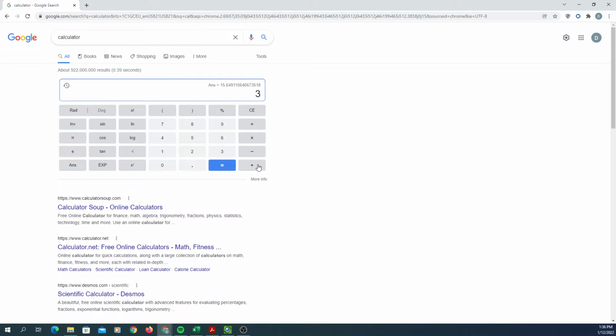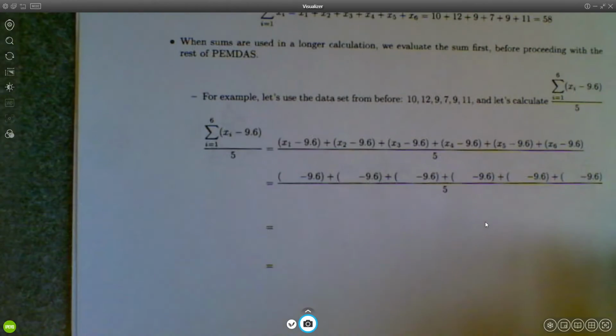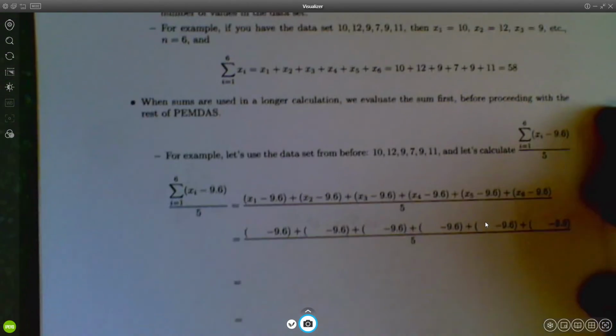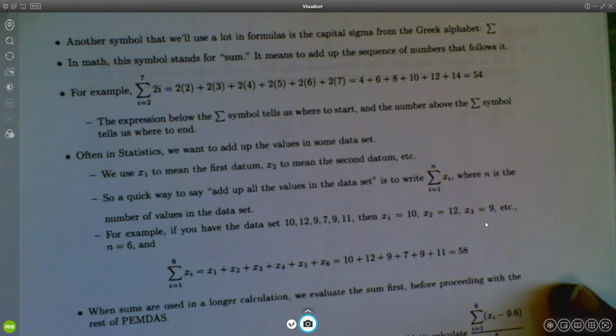So again, we could have said 3 plus 4 times square root of, and then I could have put the 5 times 6 in parentheses, and then divided by 3, like that, and you still end up with the same answer. Okay, because it's going to do the 5 times 6 first anyway, so you don't need that extra set of parentheses. Okay, so that's the order of operations. Hopefully that was a good refresher for you, and hopefully you are capable of using your calculator now, using your calculator correctly.